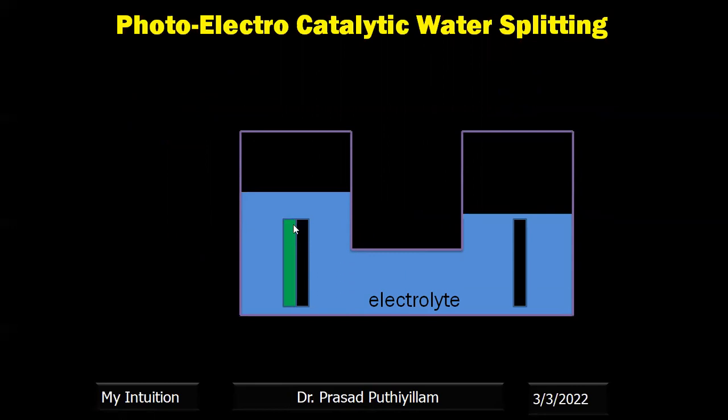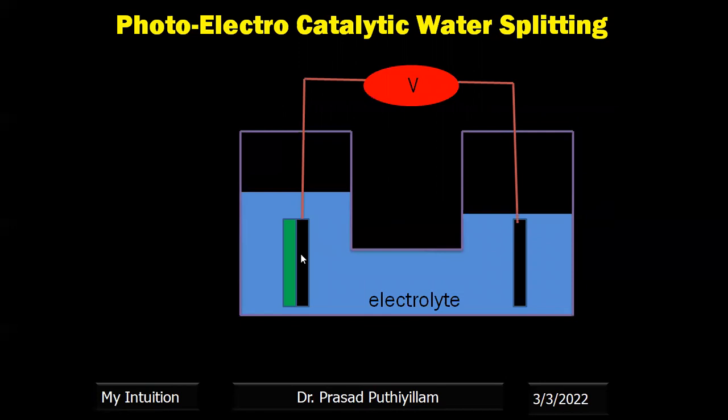To the anode side, another extra coating is done with a catalyst, which acts as a photocatalyst. Now these two electrodes are connected externally for the movement of electrons, to make the electrons flow through that one, so that the process will be an electrolytic process.